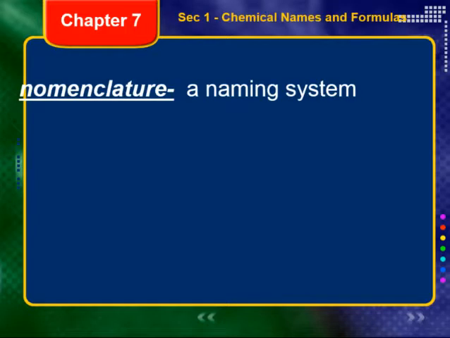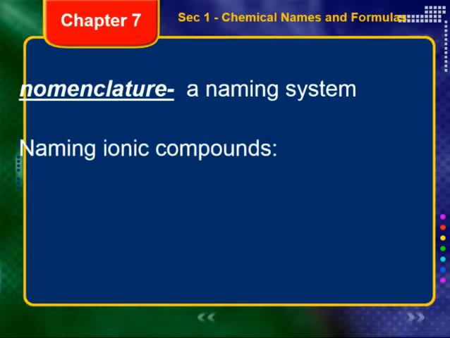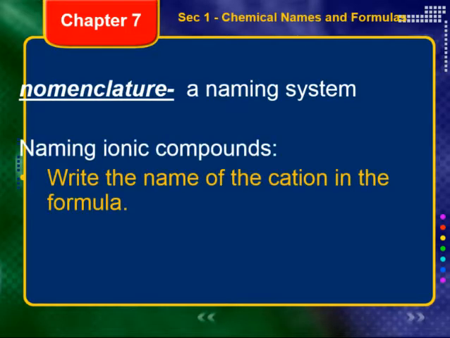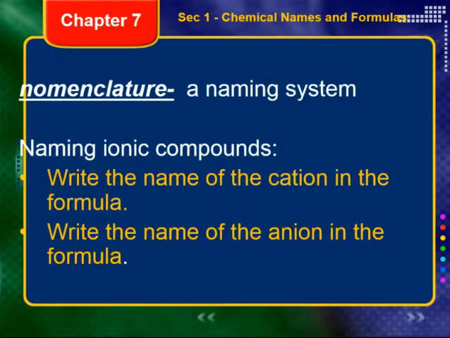Now, we are talking about nomenclature, which is a naming system. We have to name these things. We can't simply look at formulas and not have anything to call them. We need to call them by name sometimes. So write the name of the cation first. Write the name of the anion second.